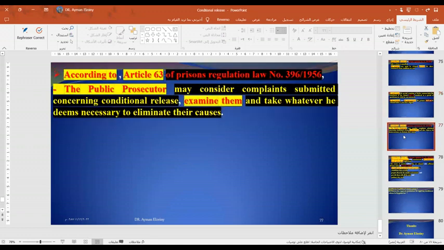According to Article number 63 of Prison Regulation Law, the relevant public prosecutor may consider complaints submitted concerning conditional release, examine them, and take whatever he deems necessary to eliminate their causes.